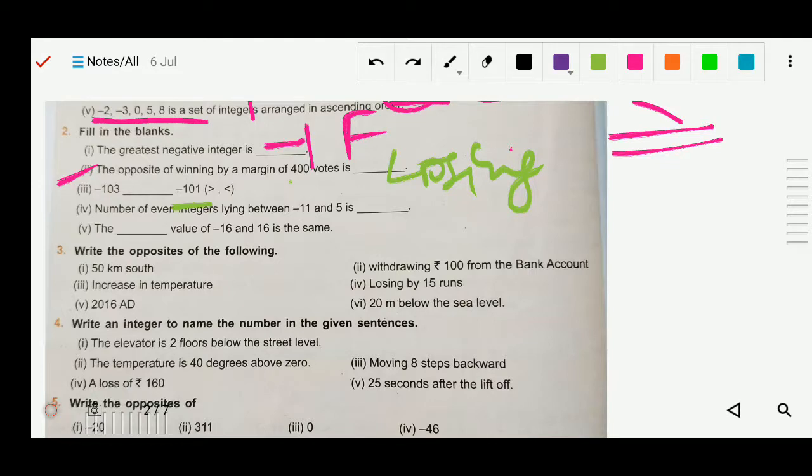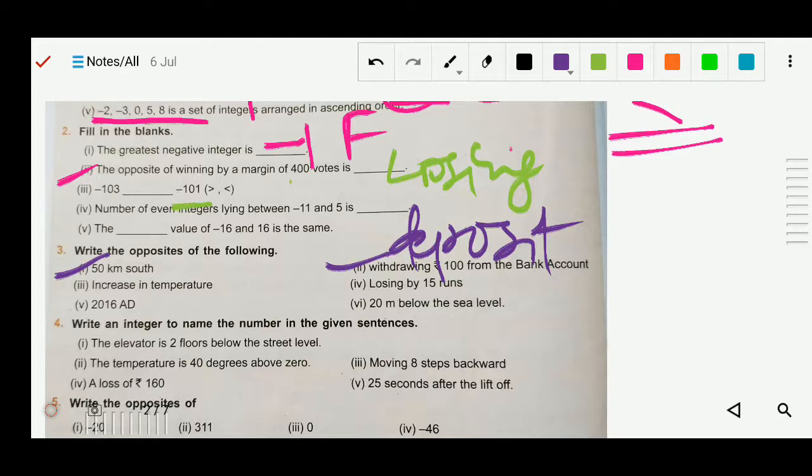Now we will solve question number 3. Here we have to write the opposite. 50 kilometers south. What is the opposite of south? North. So we can write 50 kilometers north. Here is withdraw 100 rupees from the bank. What will be the opposite of withdraw? Deposit. So deposit 100 rupees to the bank.